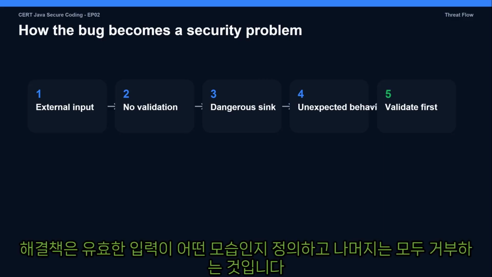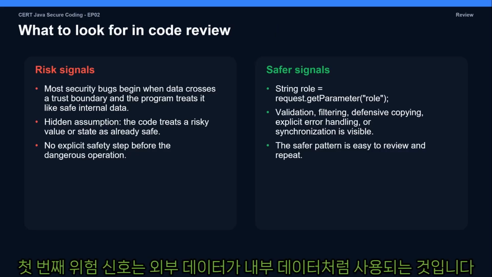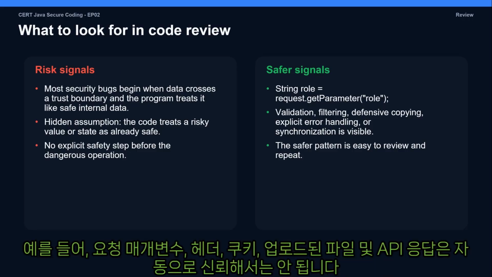The fix is to define what valid input looks like and reject everything else. During code review, look for risk signals. The first risk signal is external data being used like internal data. For example, request parameters, headers, cookies, uploaded files, and API responses should not be trusted automatically.